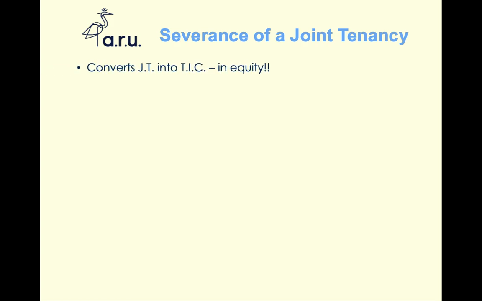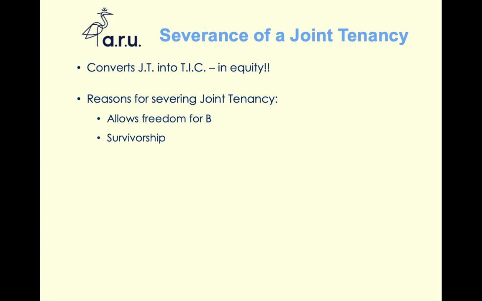What this does is convert their joint tenancy into a tenancy in common at a later stage, but in equity only, bearing in mind you can't sever the legal title. So this is where they've started out as joint tenants, but they want to sever at a later stage. The reasons for doing that are that it allows them more freedom as a beneficiary, it allows them to operate on their own share, and it negates the survivorship drive within joint tenancy. It means they can allow their share to go to other people. They can pass it down.